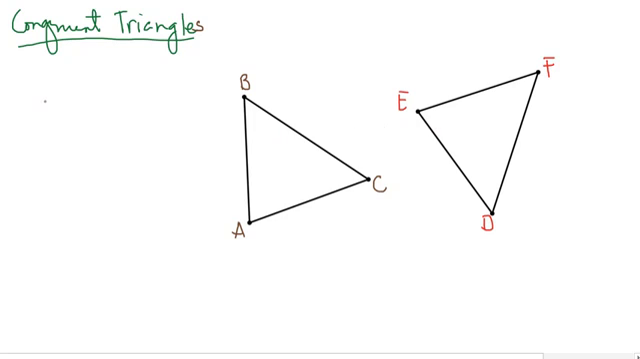The idea here is that the triangle ABC is congruent, it is like this, to the triangle DEF. That means they are exactly the same. It is a copy of each other.